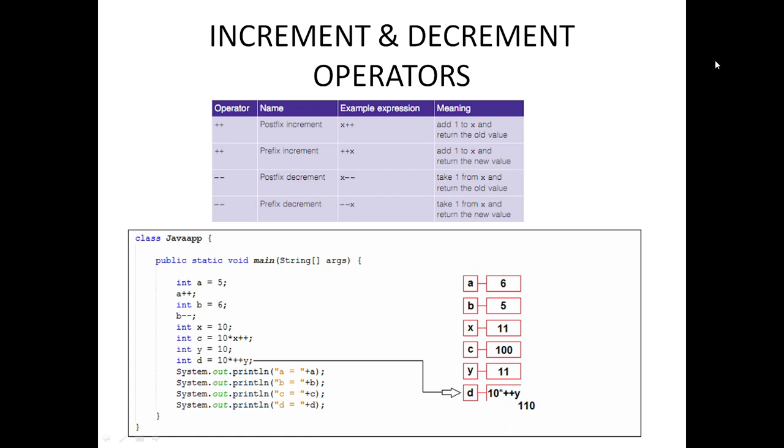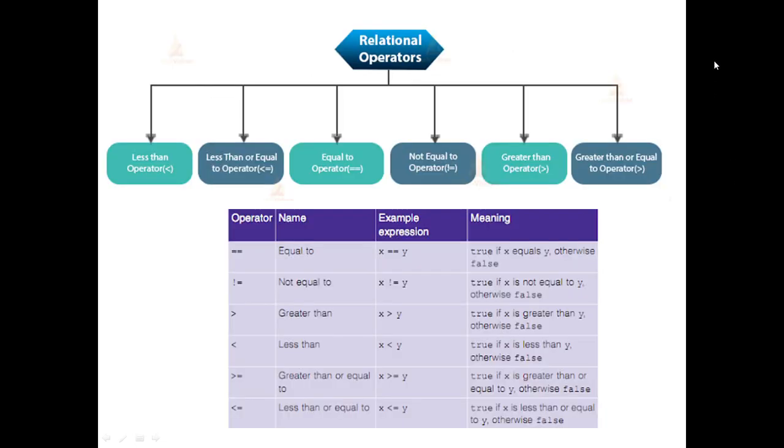Okay. Next is relational operator. Relational operators are less than, greater than or equal to, less than or equal to, equal to, we will check some equalities. Here these are the expressions and these are the meanings for that expression: equal, not equal, greater than, less than, greater than or equal to, less than or equal to.